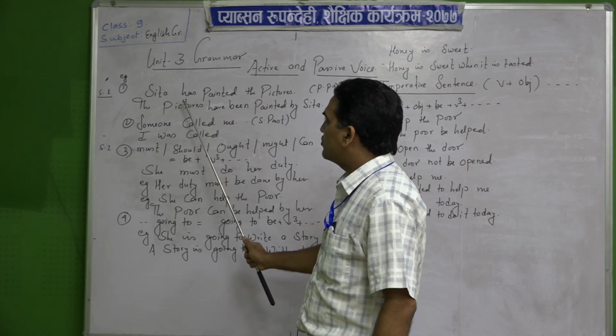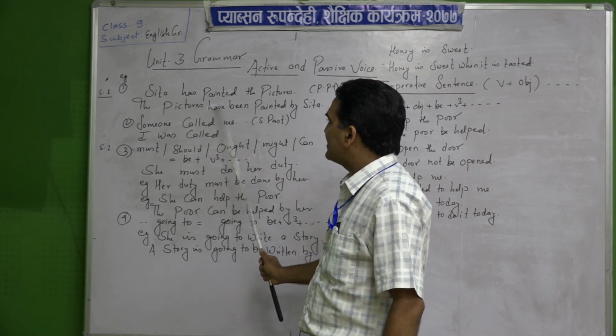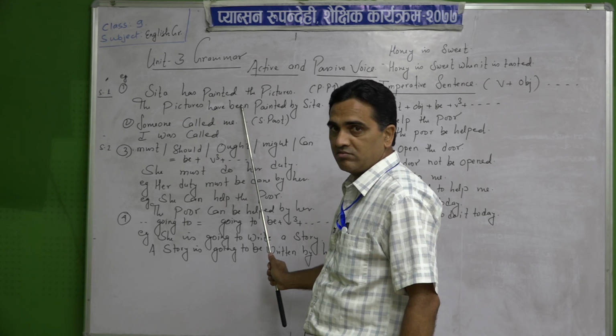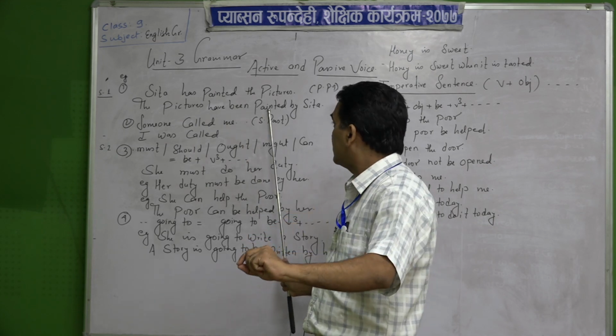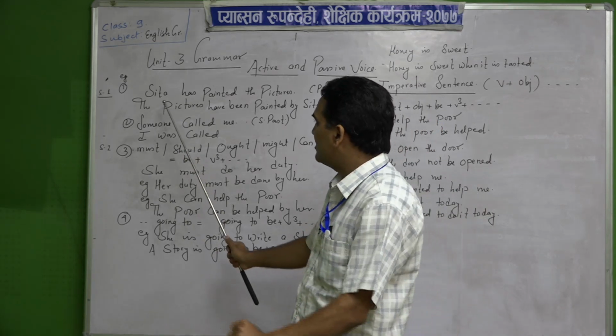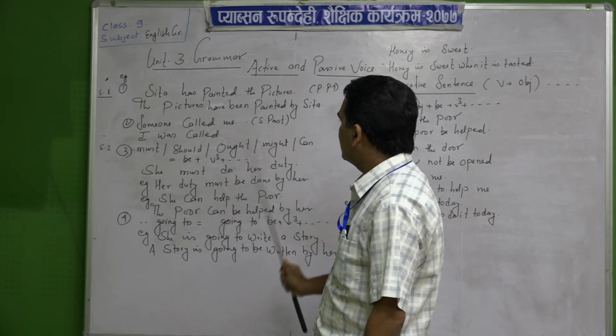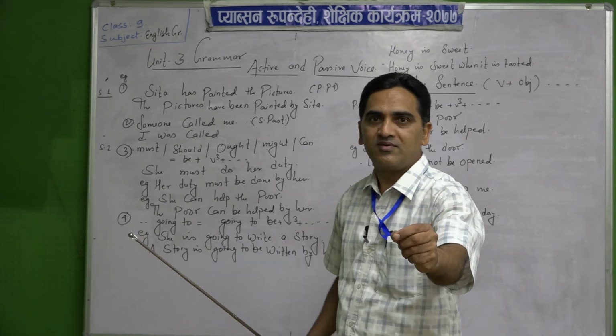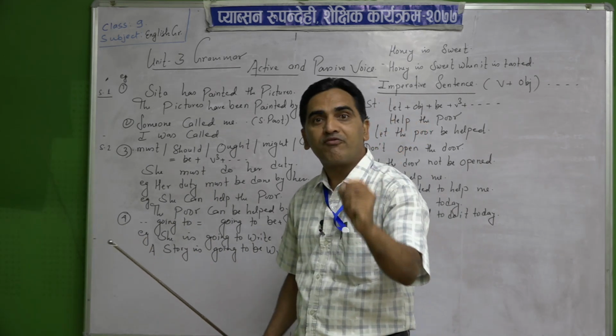In present perfect tense, we have to write object plus has/have been plus V3 plus by agent. This is the structure. My dear students, the pictures have been painted by Sita. It is the passive of present perfect tense.